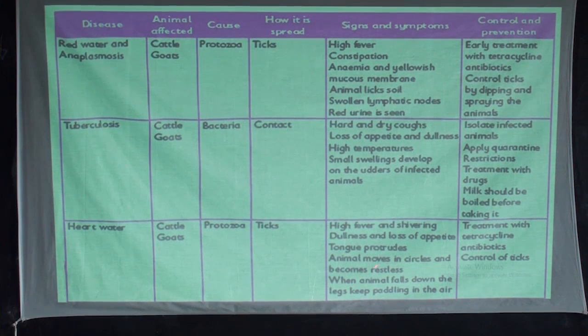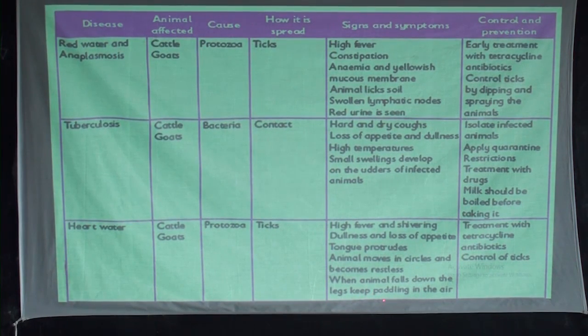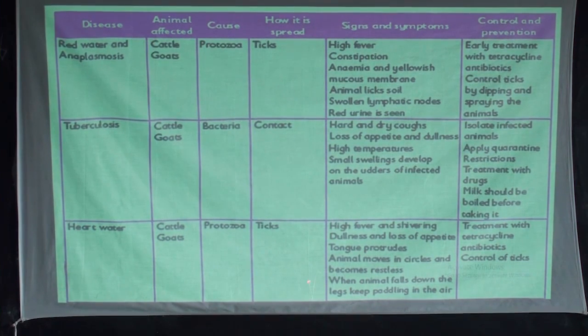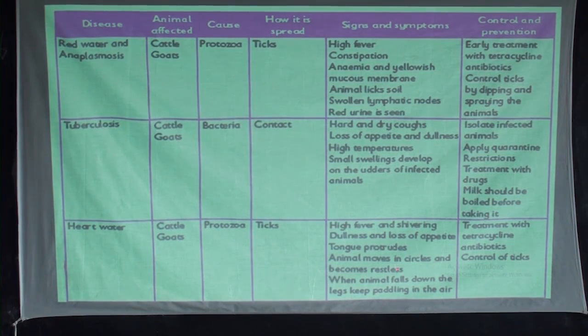It's also another sign: when the animal falls down, the legs keep pedaling in the air. So these are signs of heartwater. We should not stop here. If an animal is affected by this, we should now check for treatment.